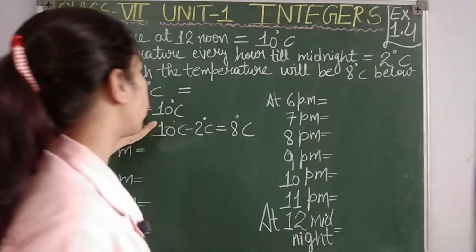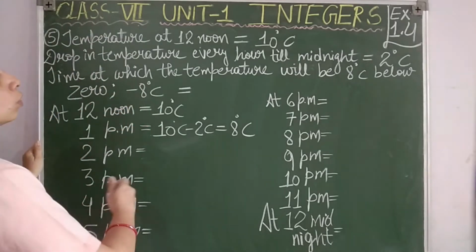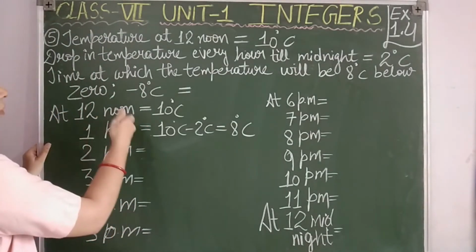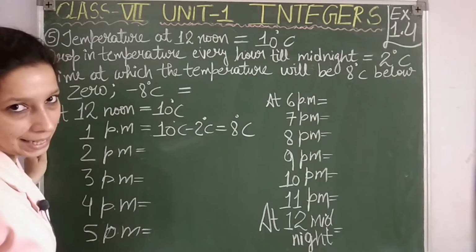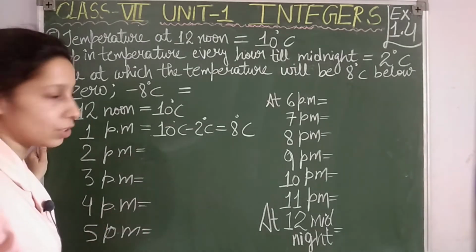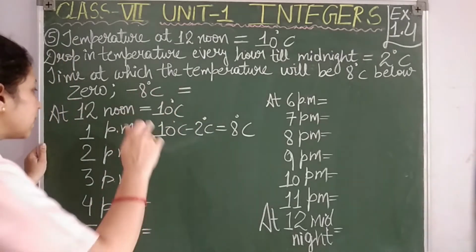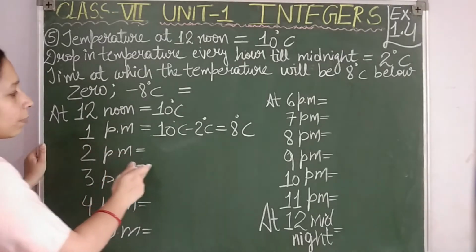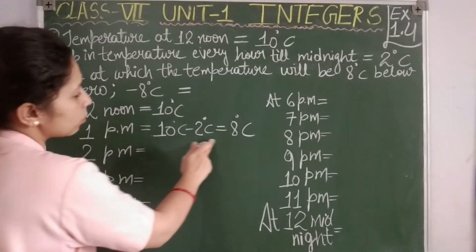Okay, let us see how to solve this question. So I have written here: at 12 noon the temperature is 10 degrees Celsius, a positive 10 degrees Celsius. Now students, the next hour, meaning at 1 p.m., the temperature will be 10 degrees Celsius minus 2 degrees Celsius.